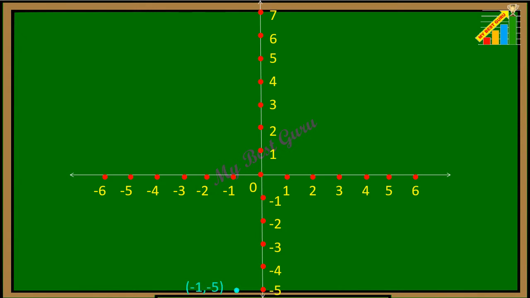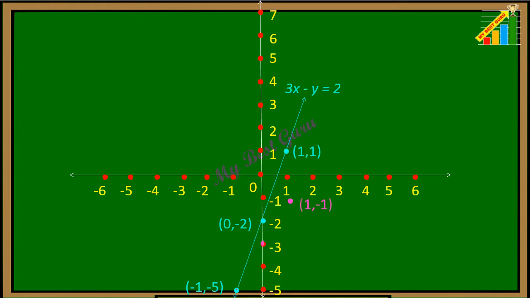Now plot the points. Your first point is minus 1, minus 5. Check where minus 1 is on your x-axis. So you got here minus 1, and minus 5 on the y-axis here. So you got your point here. Now the next point is 0, minus 2. So the 0 is here and minus 2 on the y-axis. And the third point is 1, 1. Draw the line and write down the equation of that line, that is 3x minus y equals 2.